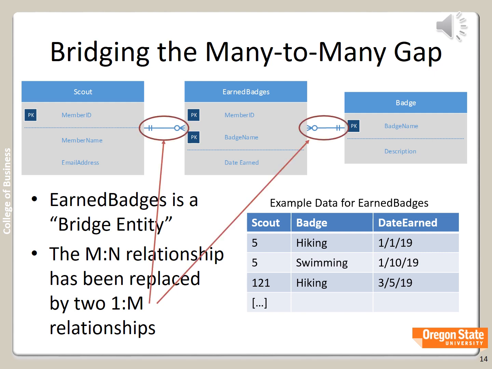You may recall that the line ends document the cardinality of a relationship. Each earned badge is associated with exactly one scout and with exactly one badge. Further, each scout and each badge can be associated with multiple items of the type earned badges.